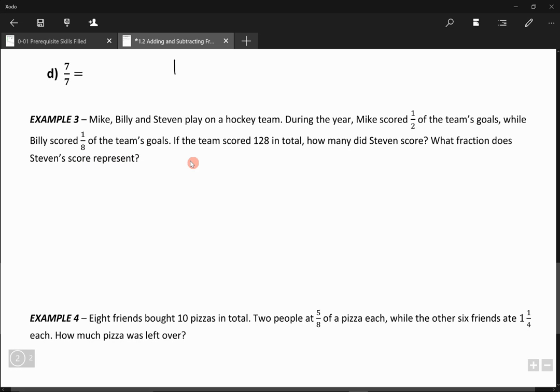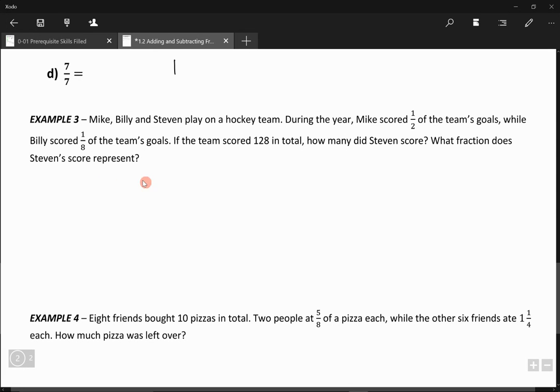Okay, so a couple of ways you can do this. So one, remember, it's all about fractions here. And we're interested in Steven's fraction, right? So we're told what Mike scored, half of them, and Billy scored 1/8 of them. So if I subtract Billy's fraction and Mike's fraction from the entire whole, I'll get Steven's fraction.